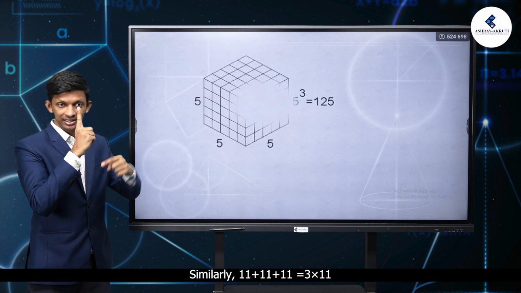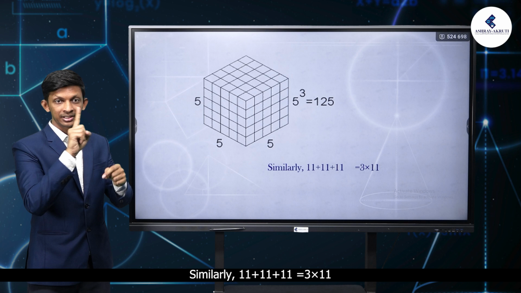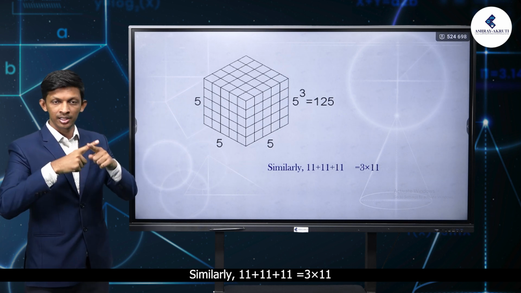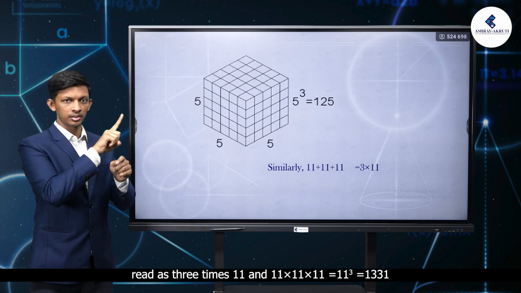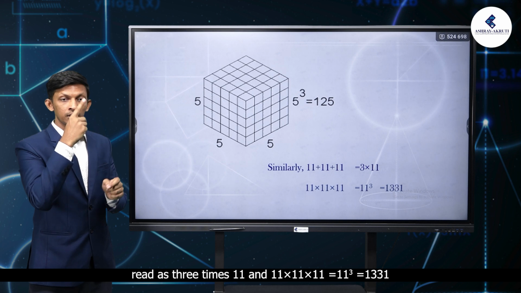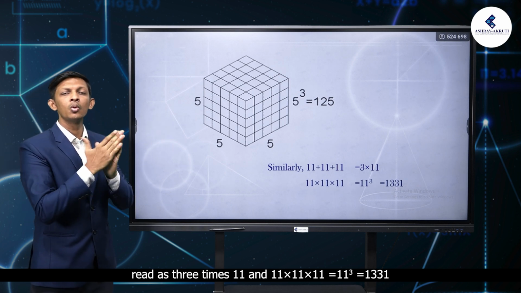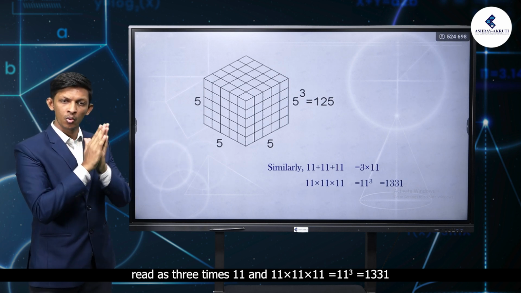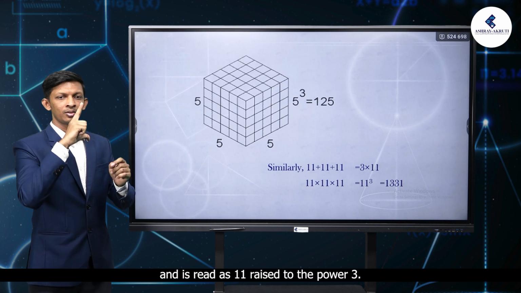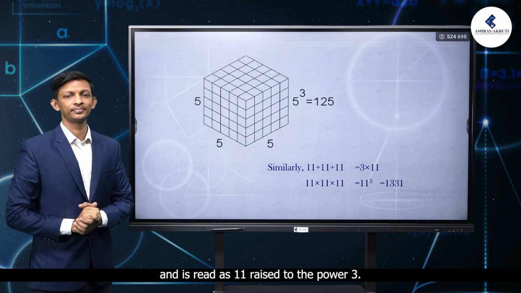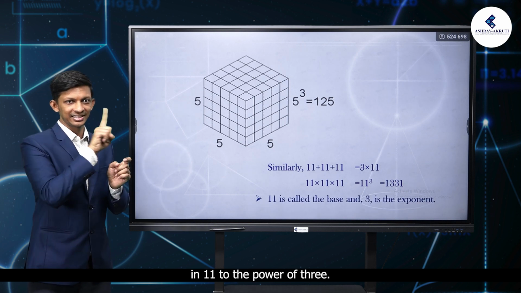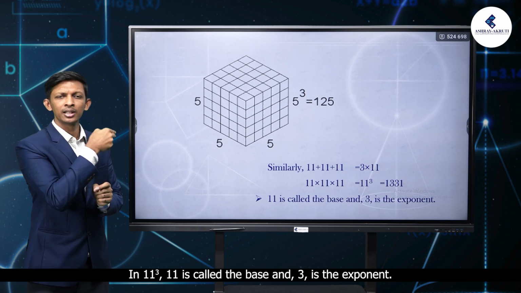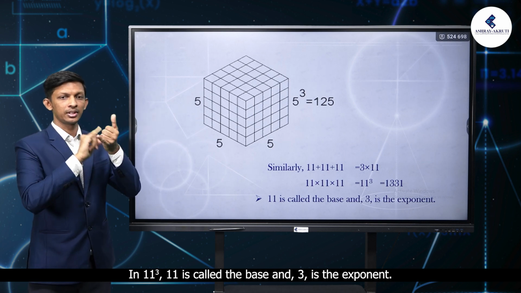Similarly, 11 plus 11 plus 11 is equal to 3 into 11, read as 3 times 11, and 11 multiplied 3 times is equal to 11 to the power of 3, which is nothing but 1331, and is read as 11 raised to the power of 3. In 11 to the power of 3, 11 is called the base and 3 is the exponent.